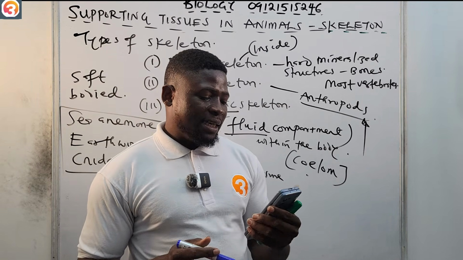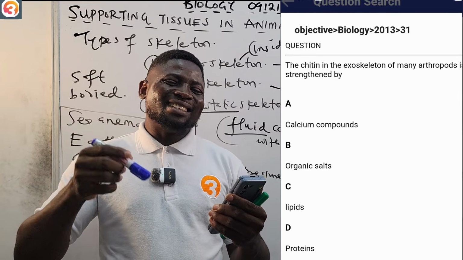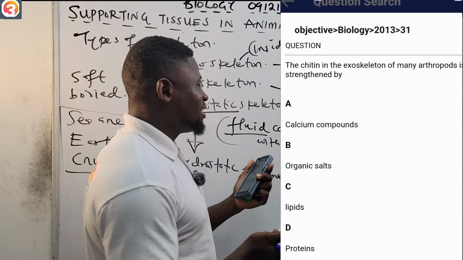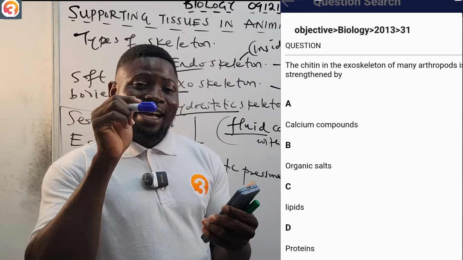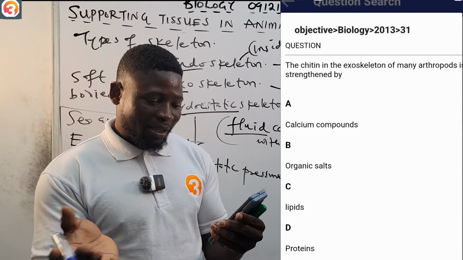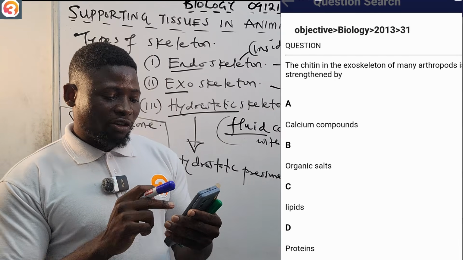2013, number 31, it says the chitin in the exoskeleton of many arthropods is threatened by what? I told you that it is threatened by, let me not say it. I nearly said it. A says calcium compounds, B says organic salt, C says lipids, D says proteins. So tell me the answer in the comment section.